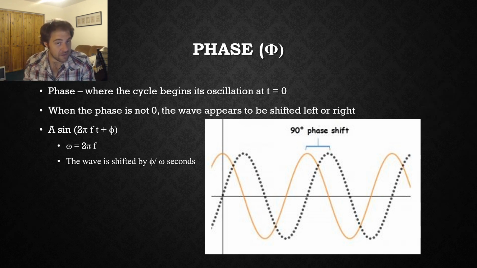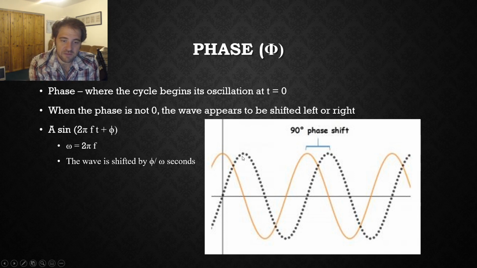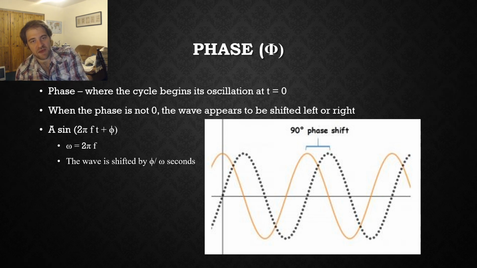You might need to know what phase is. You need to know what phase of 0 is. You might need to know what phase of 90 is. But I'm not going to make you calculate phi over omega.